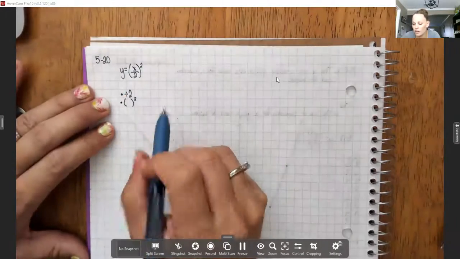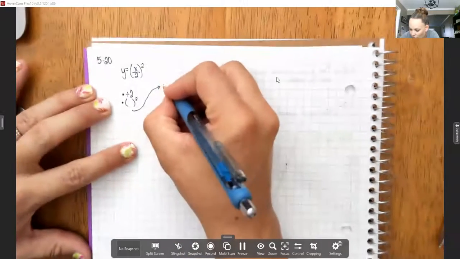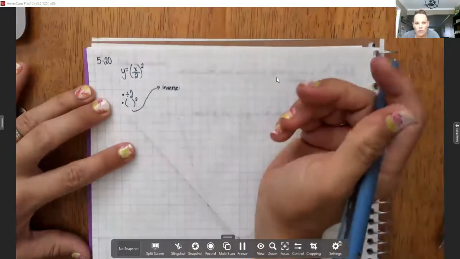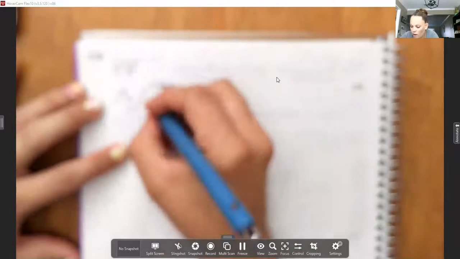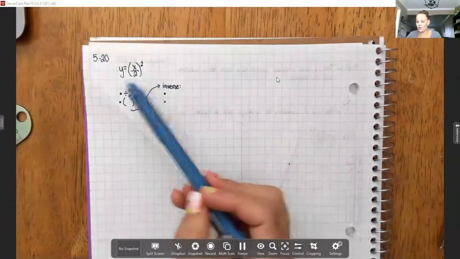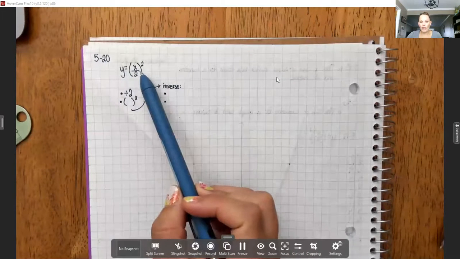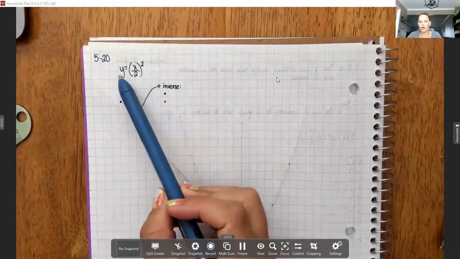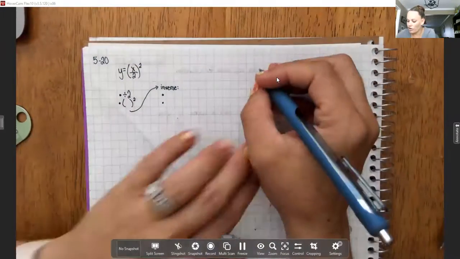So for our inverse, remember, you do the opposite in the reverse order. So you would undo those steps in the reverse order. Another way to do this problem is you can switch x and y and then solve for y. Actually, I'll show you that way now.